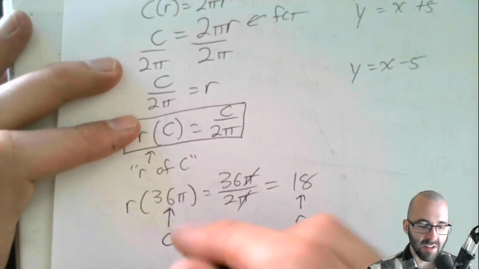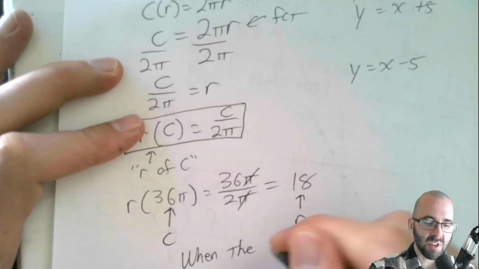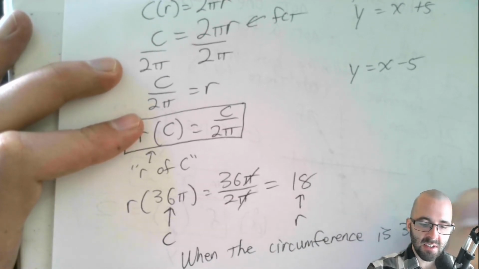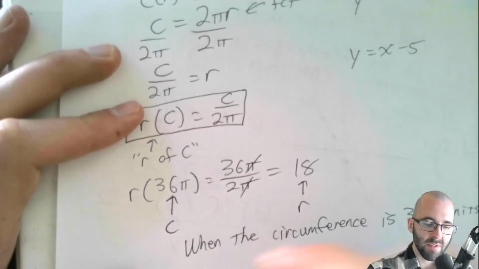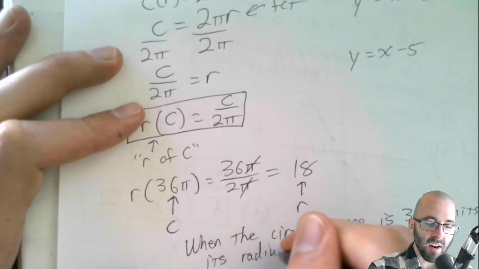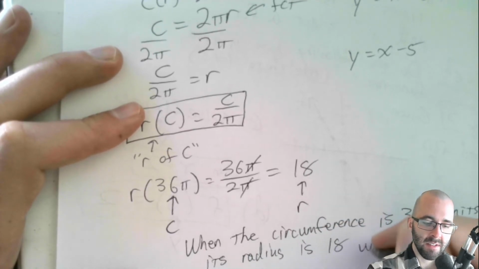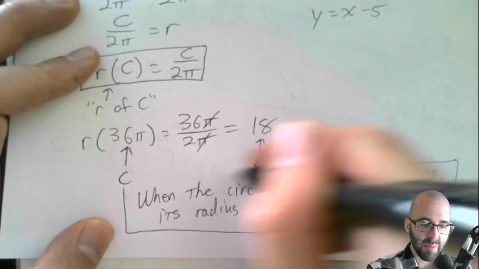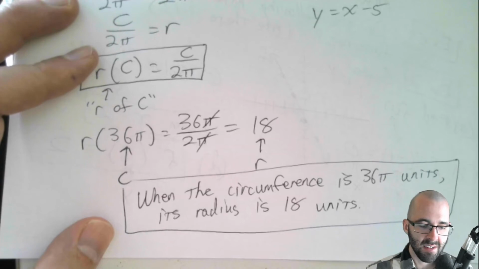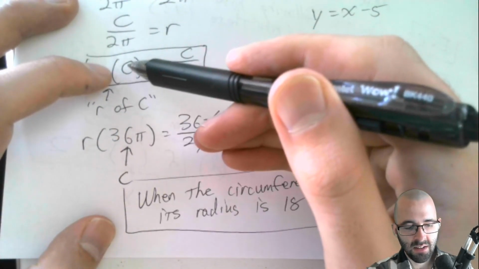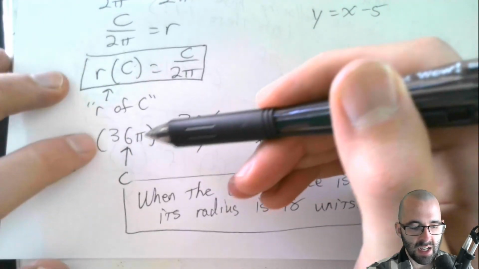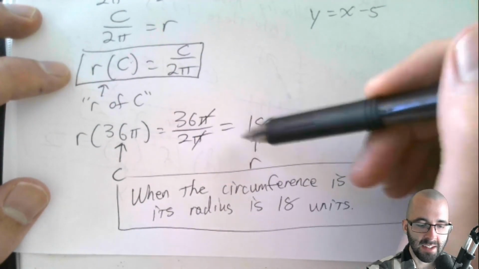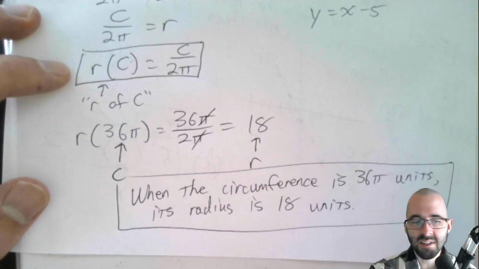So the interpretation here is when the circumference of a circle is 36 pi units, its radius, r, is 18 units. So that's all it's asking you to do. Hopefully you don't write it behind somebody's head like I just did to you guys. All right. C is our input now for this inverse function, and c is 36 pi. R is the output, and the output is 18. The radius is 18 when the circumference is 36 pi.